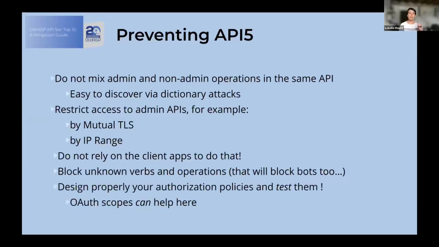And again, don't rely on the client apps to do this. Like, don't have a flag in your UI that says this is admin, non-admin. Again, if I go straight into the API, you're not going to block me, right?